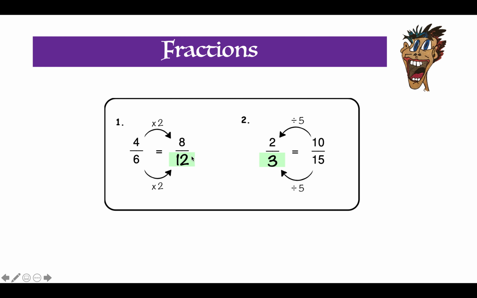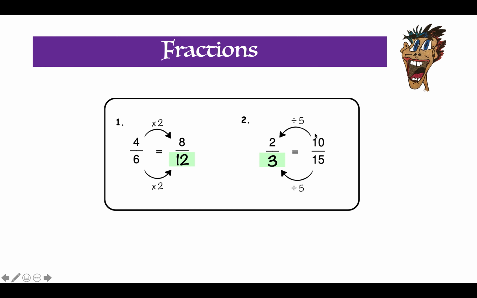What number do I put at the bottom here so that this is equivalent to this? Well, 4 times 2 is 8. So whatever I do to the top, I do to the bottom. 6 times 2 is 12. Whatever you do to the bottom, do to the top. Whatever you do to the top, do to the bottom. What about the other way around? It's a bit more complicated.